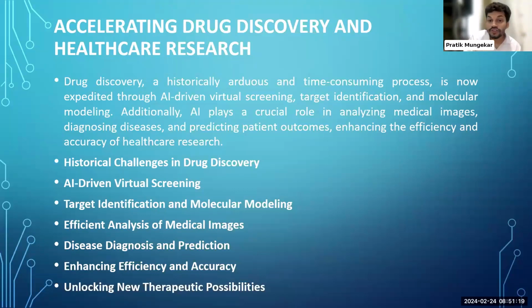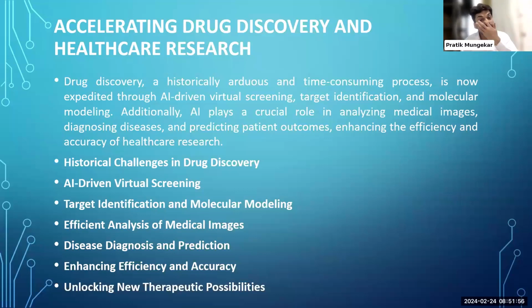So, AI-driven virtual screening. Now, AI steps in as a game changer in this drug discovery area. Through a technique known as virtual screening, AI algorithms analyze massive databases of chemical compounds, and this virtual screening helps identify potential drug candidates with characteristics that match the desired properties for treating a specific disease. So AI significantly expedites the initial stages of drug discovery by narrowing down the pool of potential compounds for further investigation.